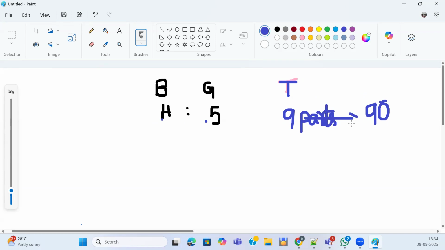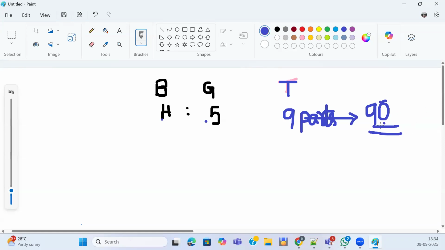Why am I taking 9 parts? Yes, you can take this as the total value. 9 parts is equal to how much? 90. Are you clear, everyone? Yes or no? Yes, sir. Why am I equating 9 parts equal to 90? What is the reason? Those are the total numbers.